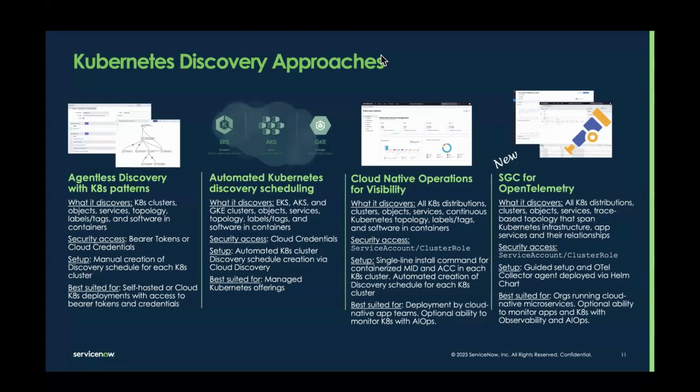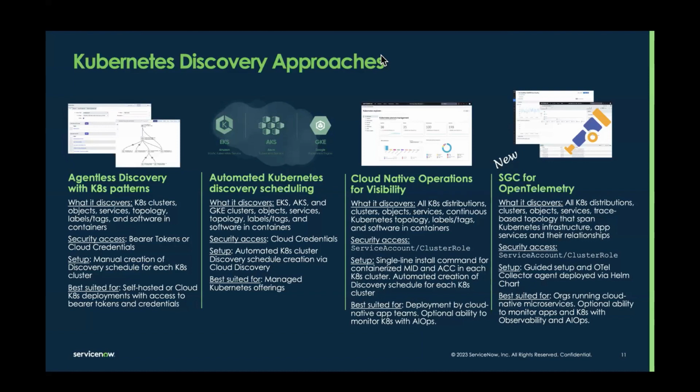Which leads to the various Kubernetes discovery approaches. The two on the left are the agentless approaches, which just use patterns. We started off with pattern-based discovery, which requires a bearer token and your cloud credentials. The automated Kubernetes discovery scheduling is basically patterns for managed Kubernetes. Every cloud provider has their own Kubernetes distribution, and those make it easy because they alleviate the need for you to manage a control plane. You just focus on your containers and your workloads.